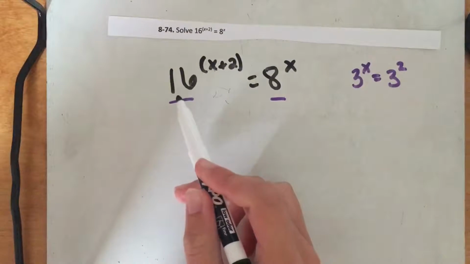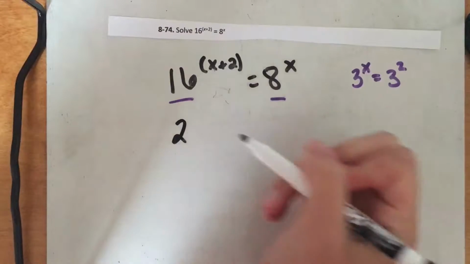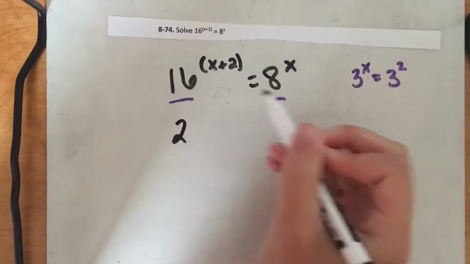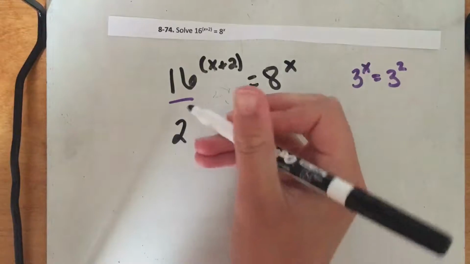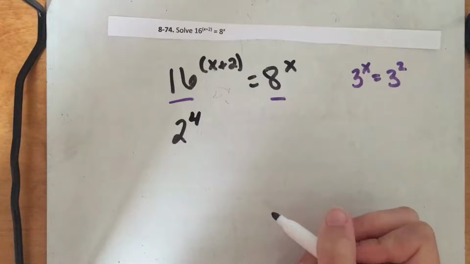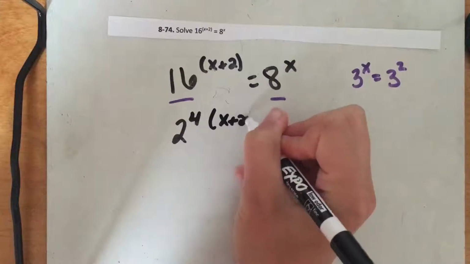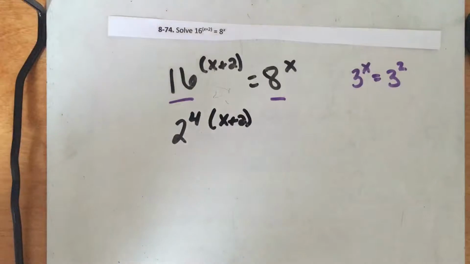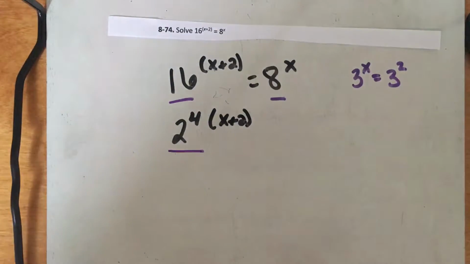So what multiplies up to 16 and 8? We can get a 2 to the something power, right? 2 multiplies to both of those things, so we want it to have an exponent. So 2 to the 4th power is 16. Now I still have this x plus 2 in the exponent, so we just replaced the 16, so that's what this 2 to the 4th is doing. Everything else stays the same.